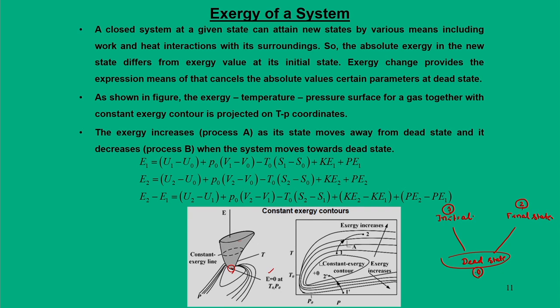Or, in other words, if you bypass the dead state and want to find the exergy change between 1 and 2, it is easy if you quantify E2 minus E1, that is final state minus initial state exergy, as U2 minus U1 plus P0 into (V2 minus V1) minus T0 into (S2 minus S1) plus the kinetic energy at state 2 minus kinetic energy at state 1, and the potential energy difference between states 2 and 1.